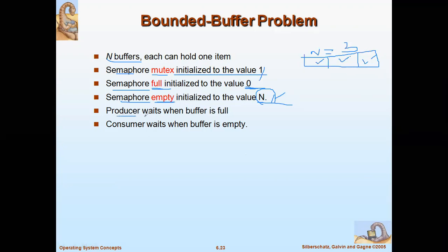We know that the producer waits when the buffer is full. That is, if the buffer is full, then the producer cannot insert any item into the buffer. The consumer waits when the buffer is empty. That is, when the buffer is empty, the consumer cannot consume from the buffer.